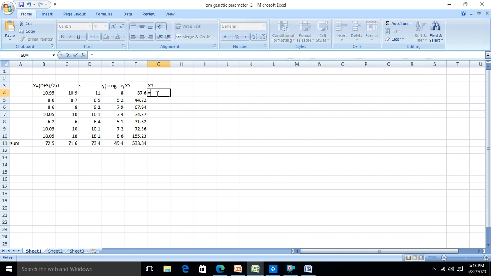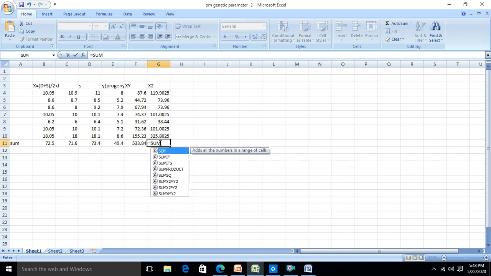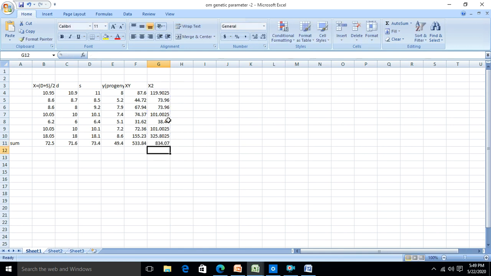So what I do, equal to, what is the first value? B4, B4 into B4, and just drag it down just before the sum. Fine. This is x square, summation x square. This row has all the sums in it. You have summation x square, summation xy, summation y, summation s, summation d, and summation x.